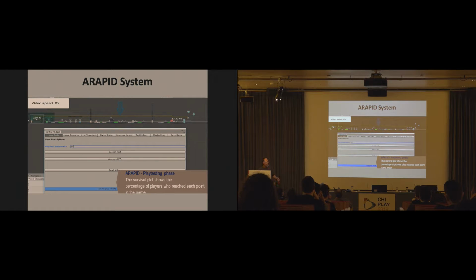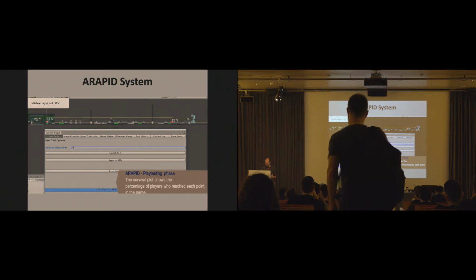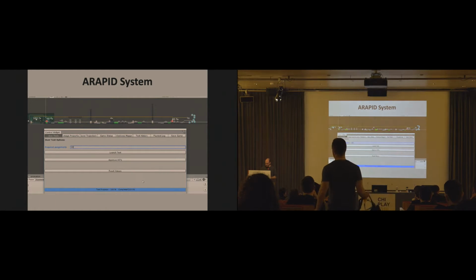And there's also this yellow line that shows a survival plot that basically shows the percentage of players to reach any given point in the level. So the yellow line, the survival plot, gives a very high-level overview of the aggregate player progress throughout the level. And this is how, in this work, we visualized the results of the playtest for the designer.